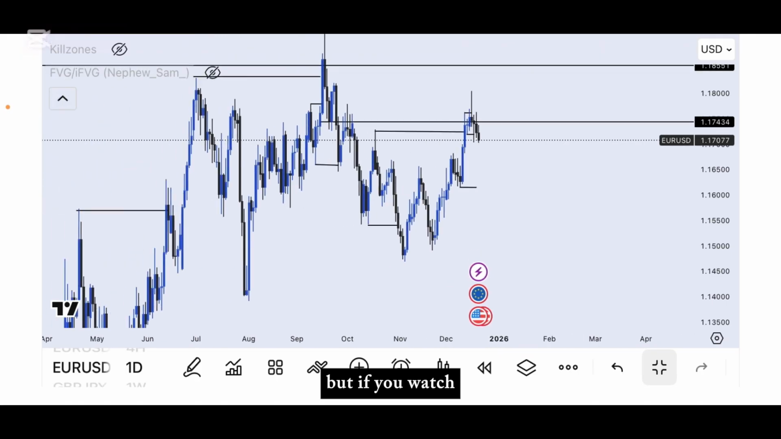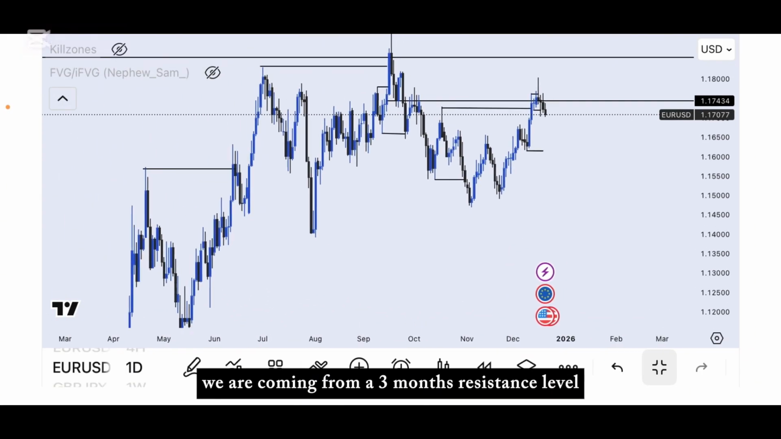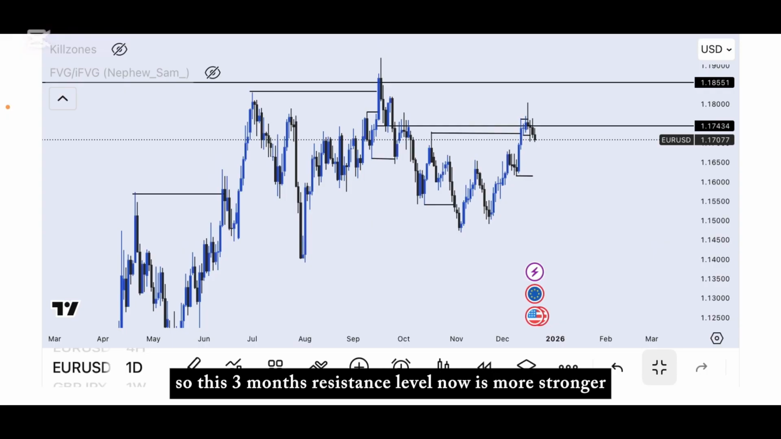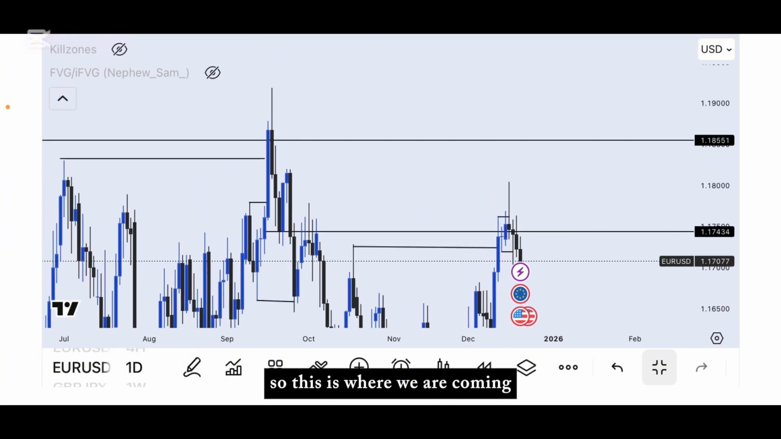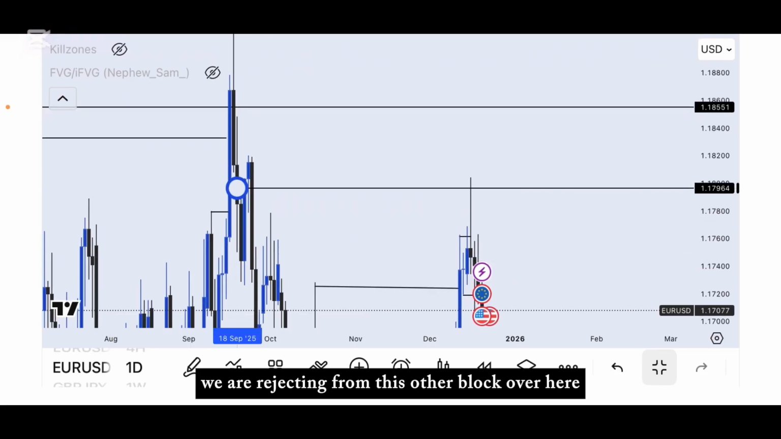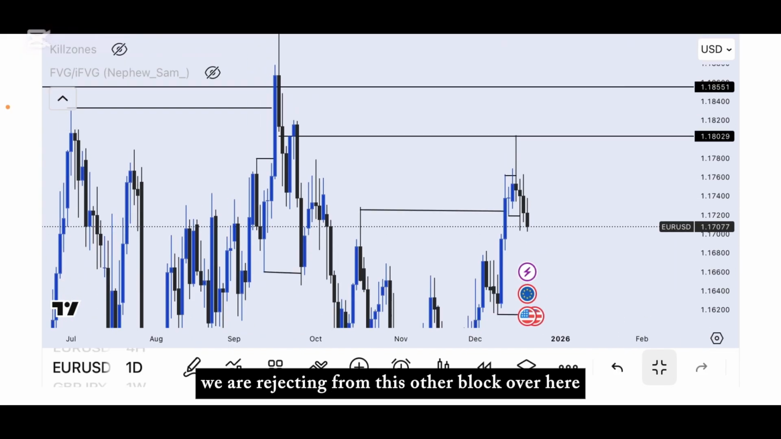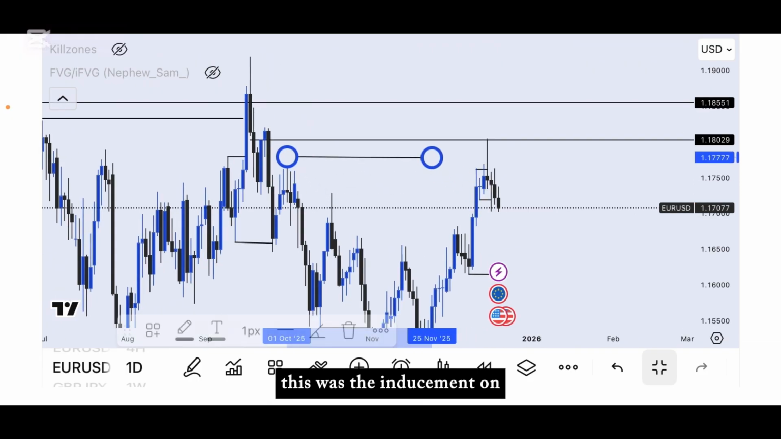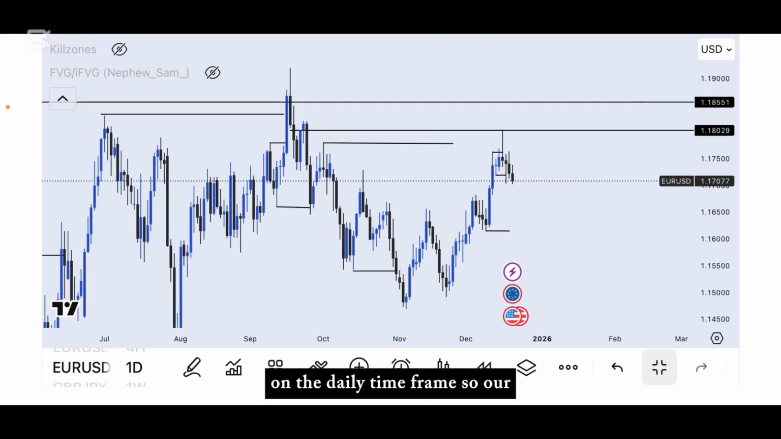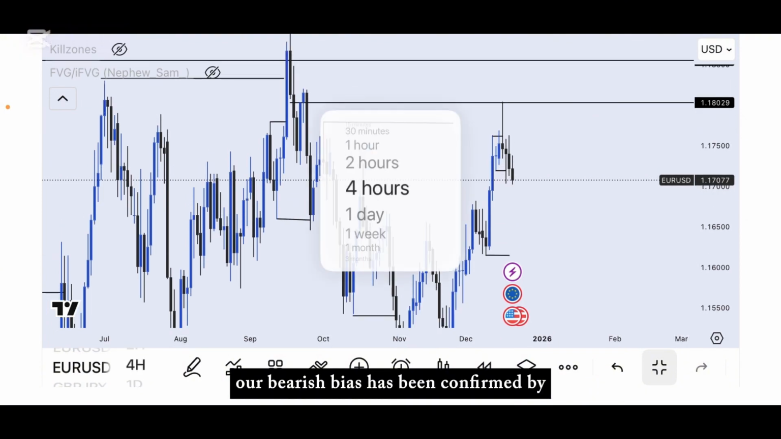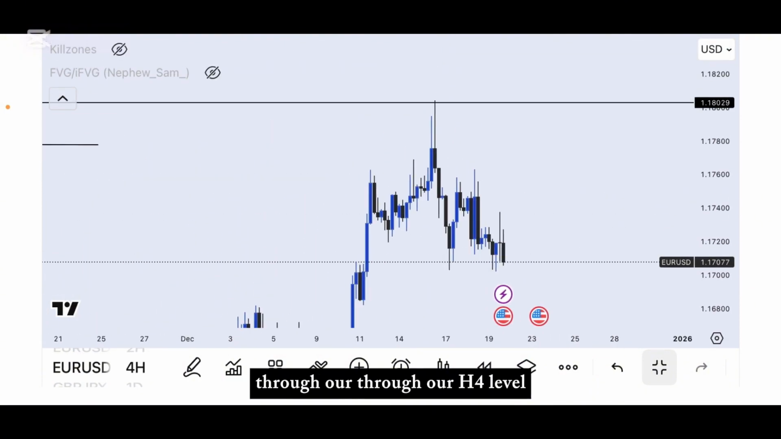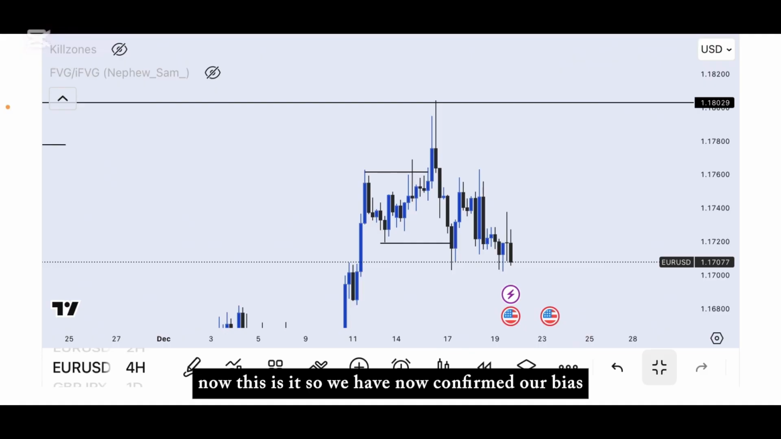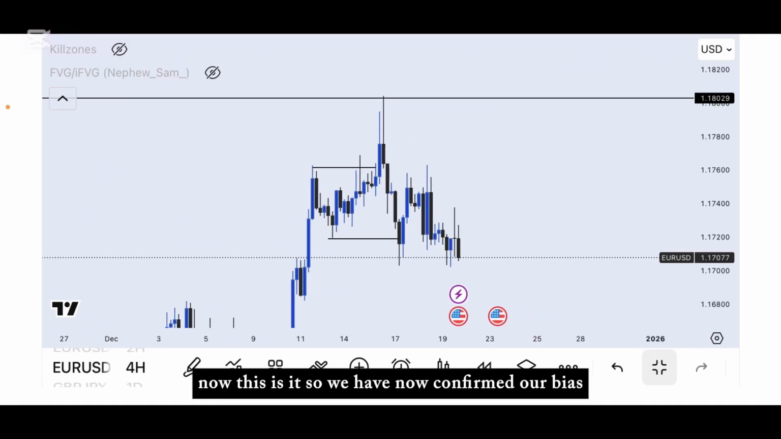But if you watch, we are coming from a 3 months resistance level. So this 3 months resistance level now is stronger than this daily internal structure we are given over here. So this is where we are coming. We are rejecting from this order block over here, taking out this liquidity. This was the inducement on the daily time frame. So our bearish bias has been confirmed through our H4 level. Now we have confirmed our bias.